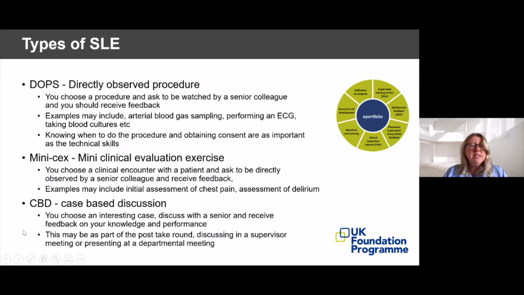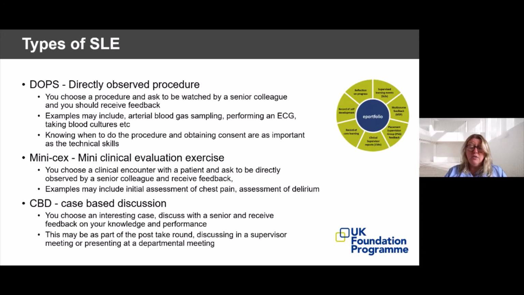Let's look in a little bit more detail about the types of SLE. There are 3 main types of SLE. These are namely DOPS, mini-KEX and CBD. Let's take each one in turn. A DOPS, or directly observed procedure, is where you choose a procedure and ask to be watched by a senior colleague, and then you will receive feedback.